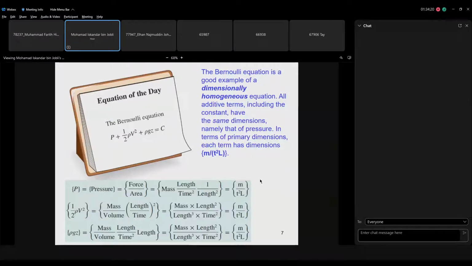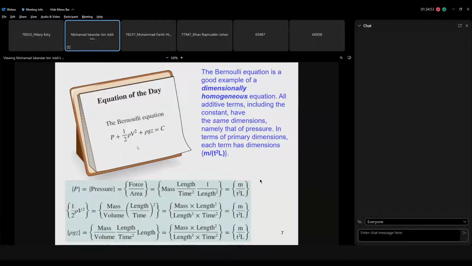Fellas? Yes. You must have seen this equation before, right? It's one of the most important equations in fluid flow, fellas. If you tell me you've never seen this equation in your life, then something is wrong somewhere. When I say that this is one of the most important equations in fluid flow analysis, trust me, I meant it.